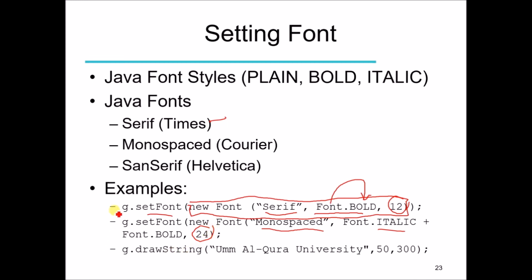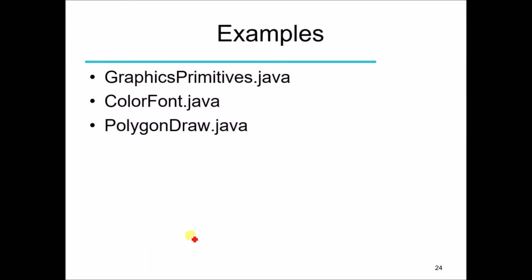After calling the method setFont, whatever we draw on the screen is going to be drawn in the font which we have set last before the drawing statement. For example, here the Umm Al Qura University string is going to be shown on the screen using the font Monospace, italic and bold. So this is setting the font.